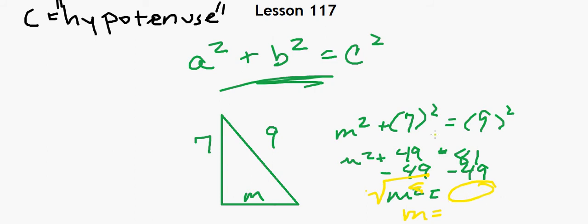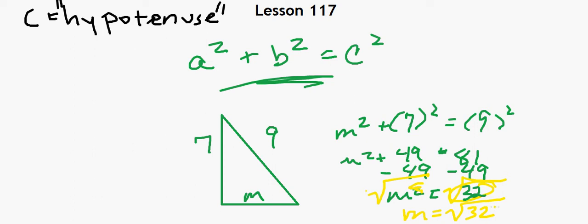Now you may see an issue here already. If this is 32, I don't know what 32 is squared, or what its square root is. So if I take this, I'm going to end up with not a very good answer. It's just square root of 32. There's no answer for that. That's the best I can do.